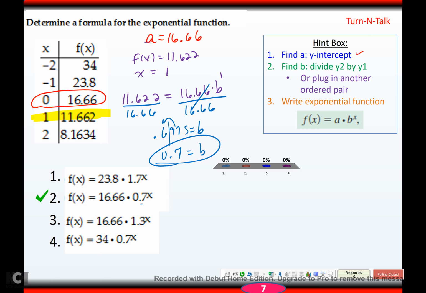So now that I know my a and my b, plug them in and you've got your function. So my function will be a, 16.66, times b, 0.7, to the x, or t. Usually t, but we're using x. Okie dokie, pretty easy breezy.